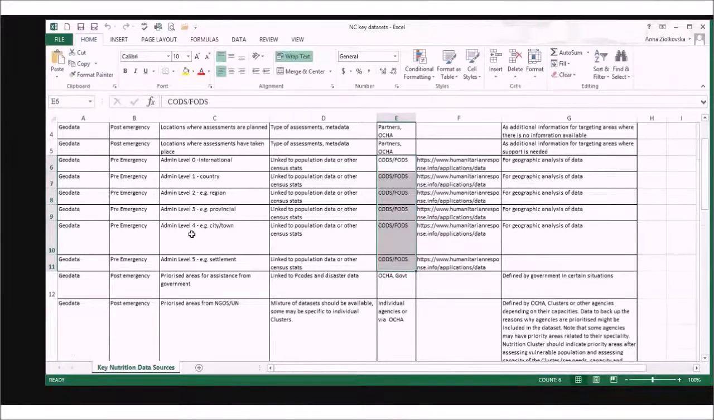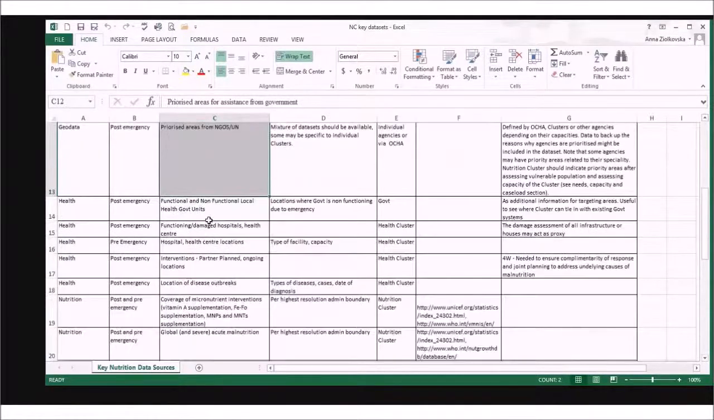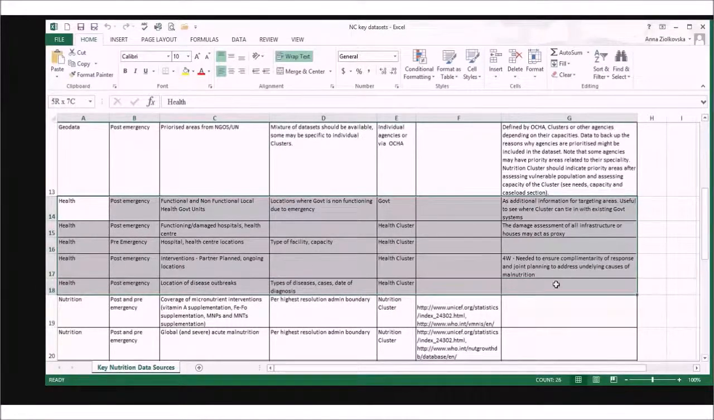The next geodata is the prioritized areas for the assistance from the governments and then from the NGOs and UN. Again, this is to be able to do analysis on where you need to intervene and where some of the assistance has already been covered. So this is the main geodatabase sets. And then we go to the health cluster or sector.